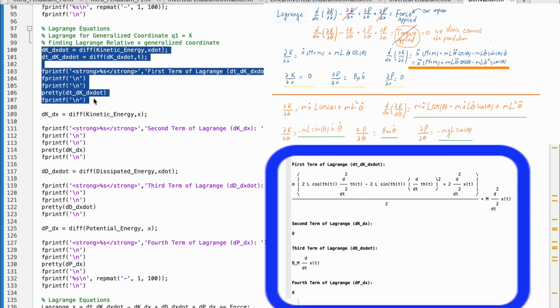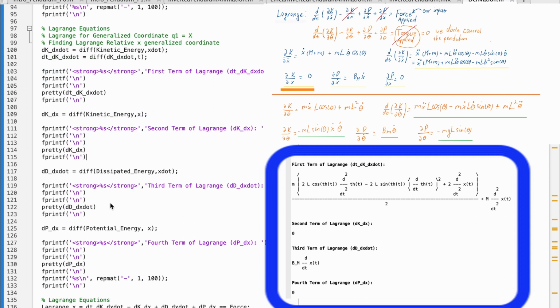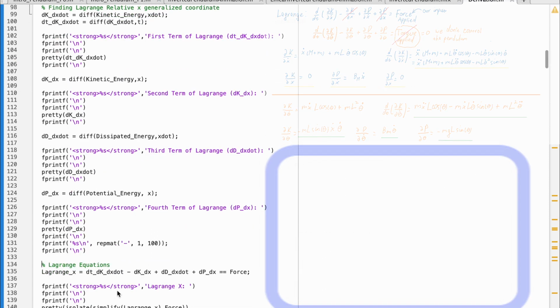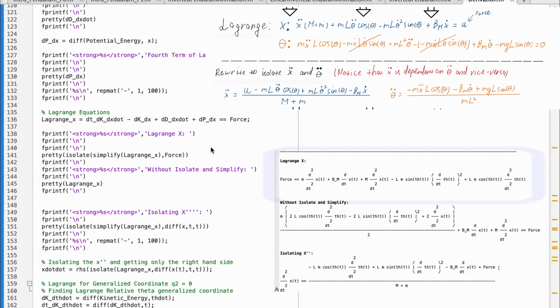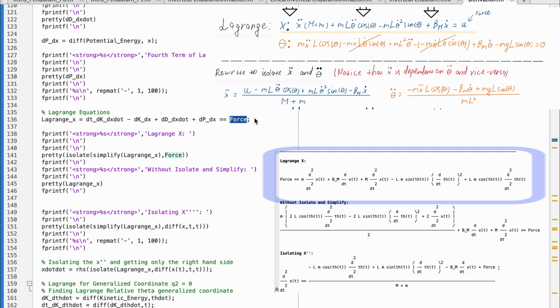First term of Lagrange. Second term of Lagrange. Third. And fourth. Putting it all into one equation, we get our Lagrange equation with respect to x-coordinate. Please notice that Lagrange x is just a handle for this equation. We have energy derivatives on the left-hand side and force on the right-hand side.